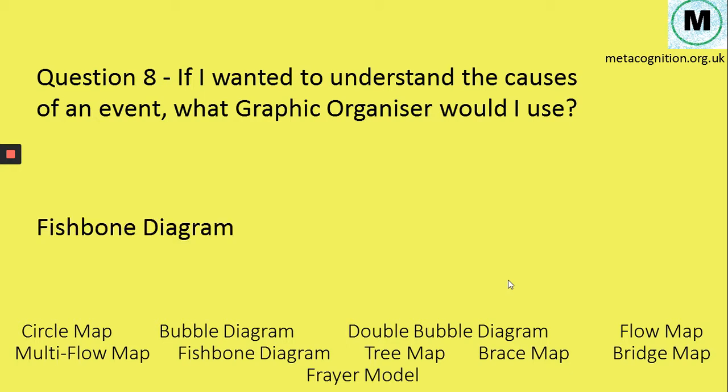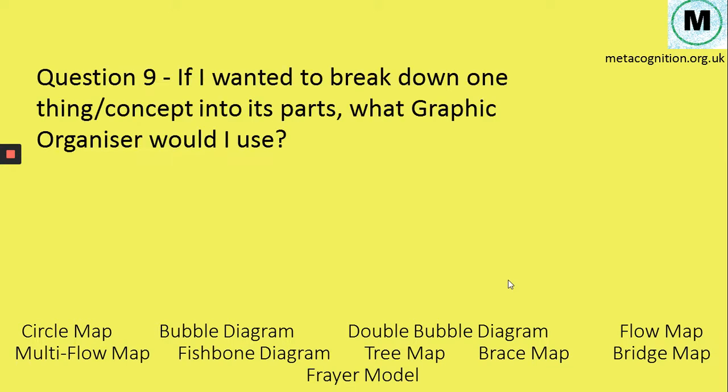And the answer is fishbone, because we're just looking at causes. No outcomes, just causes. So you're going to use a fishbone diagram. Question 9. If you wanted to break down one thing or concept into its parts, what graphic organizer would I use? So, pause the video, have a think about it, and then come back when you're ready for the answer.